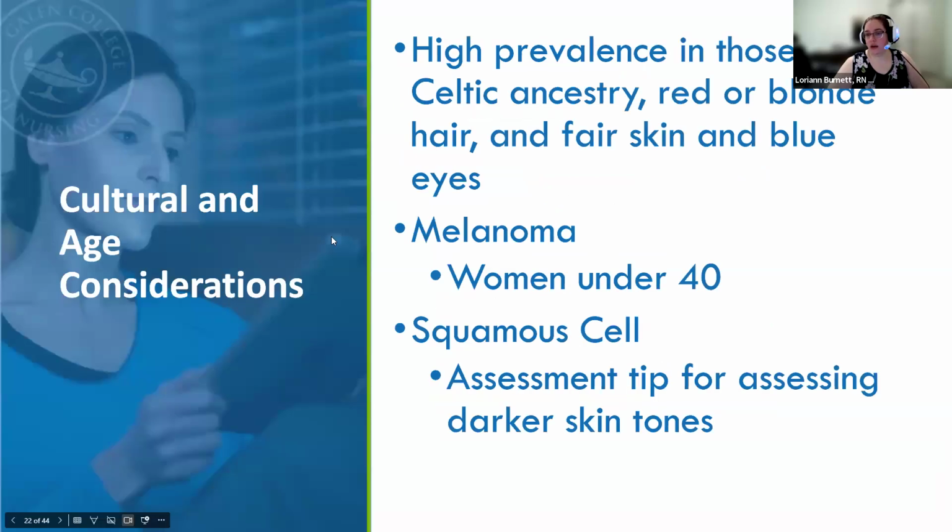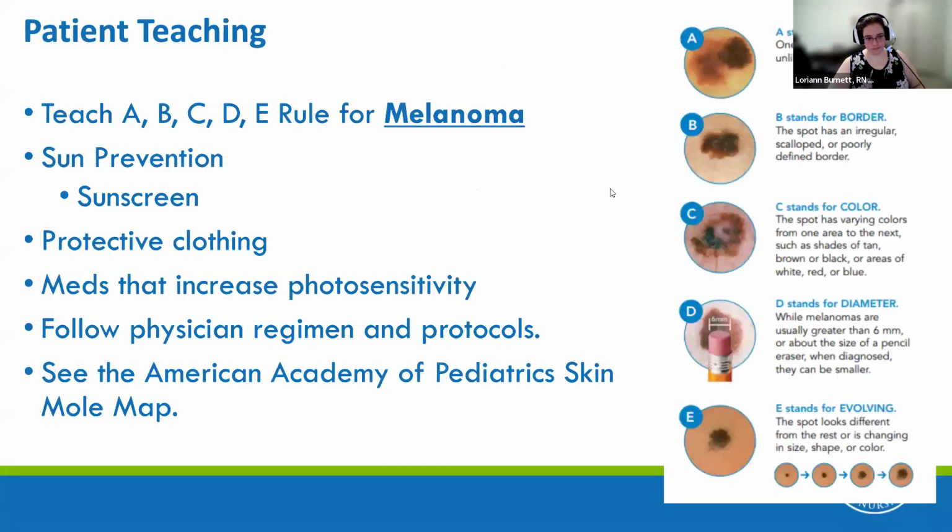So we already talked about most likely going to help with our pale Irish, Scottish, Celtic ancestry, red or blonde hair, fair skin. Melanoma tends to affect women more than men, usually under 40. And squamous cell, we talked about very common for lip cancer. That's also the one that can occur. So we want to be able to look in darker skin. We'll usually look at the palms or the lighter parts of their body.